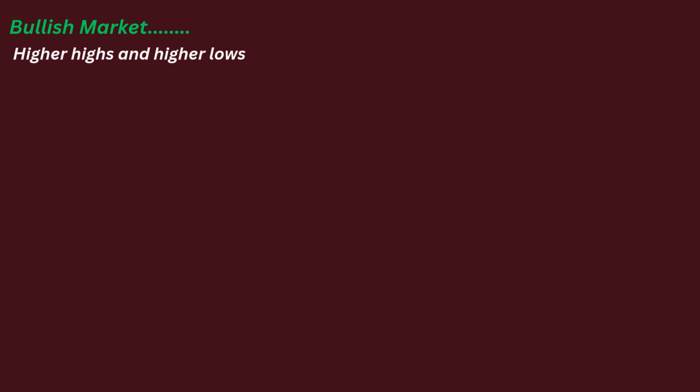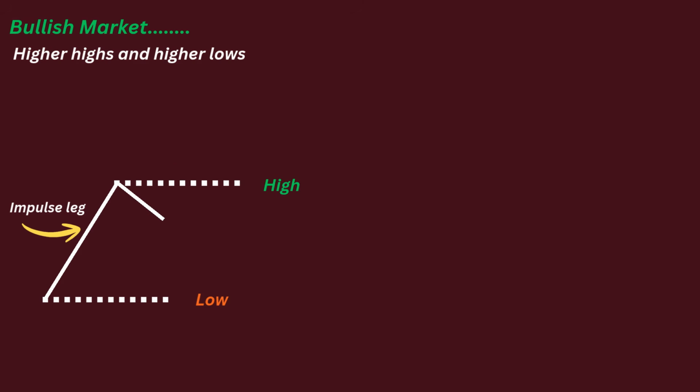Let's look at an example. Price makes a strong move up. This is called an impulse leg. Now we have 2 key levels, also known as swing points, this low and this high. Price then moves down. This move is called a pullback or retracement. Now price breaks that high and creates a new high. This impulse move creates a break of structure to the upside.